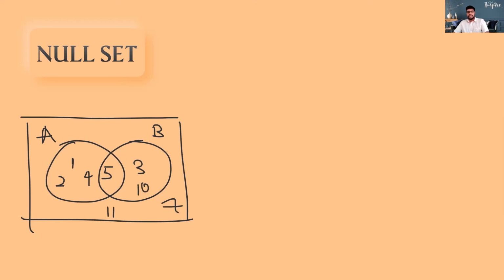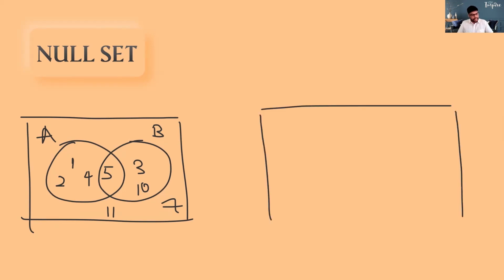So this is pretty clear, children. The elements in set A are 1, 2, 4, 5. The elements in set B are 3, 5, and 10. The elements in the intersection are just 5. And the elements outside both A and B are 7 and 11. This is clear.